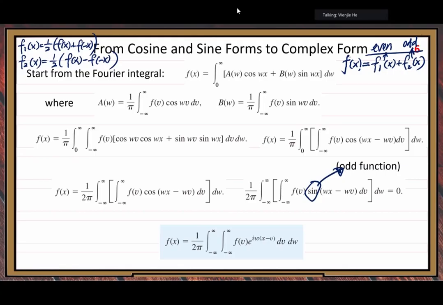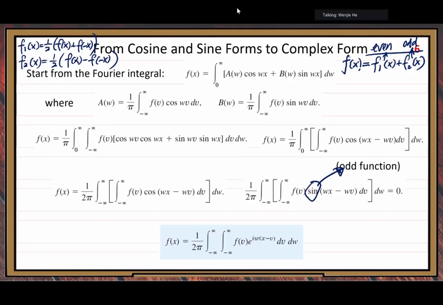Otherwise, if you still use the cosine version or sine version, then in your calculation, it's not very convenient. Because sometimes when you apply your derivative formula, you get the other form of the Fourier integral, the other form. So that's not very convenient. In this way, we always need to use one form, the complex form, in our calculation.